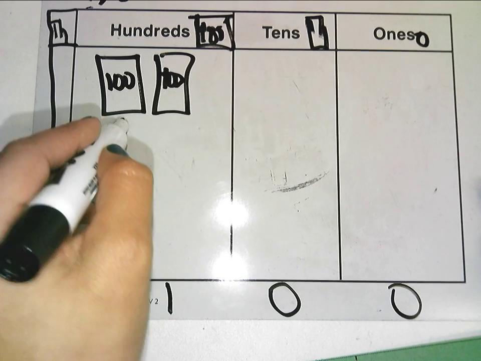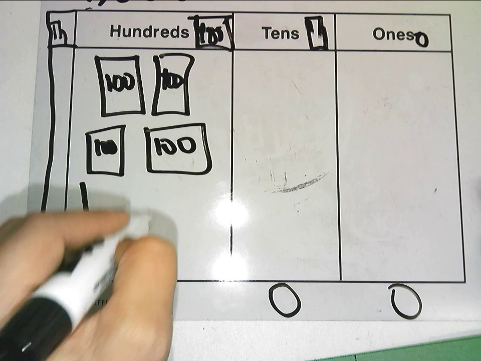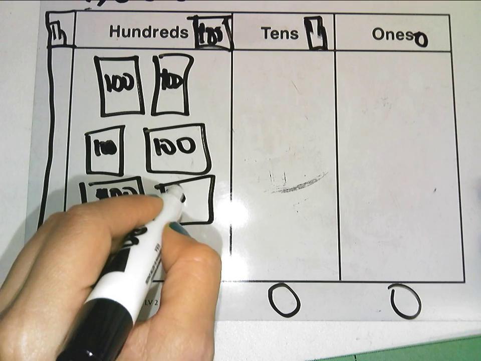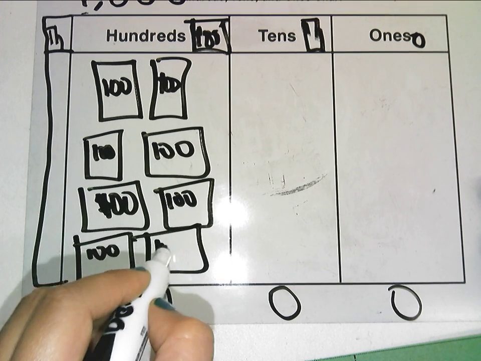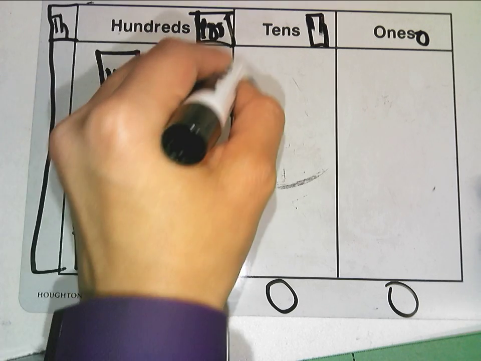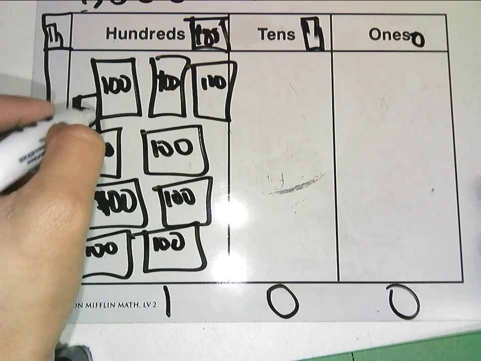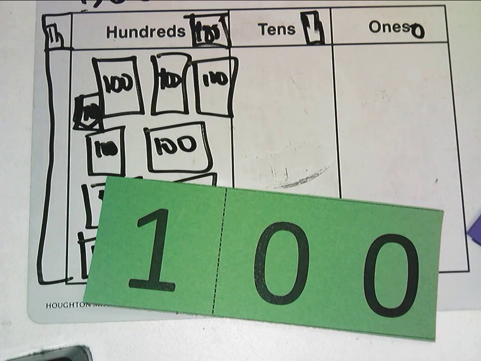200, 300, 400, 500s, 600s, 700s, 800s. I got to squeeze the last two in. 900s, 1,000.